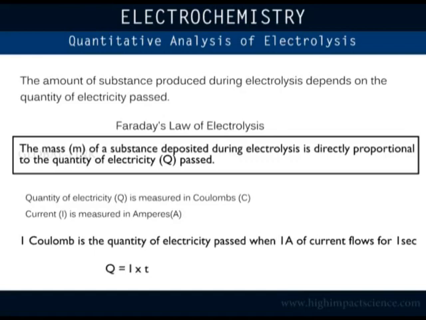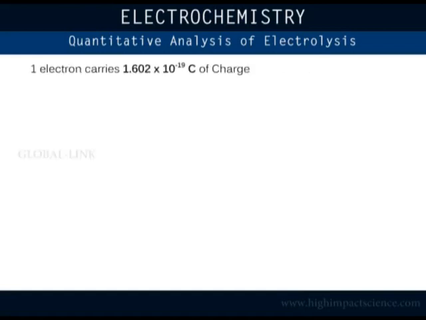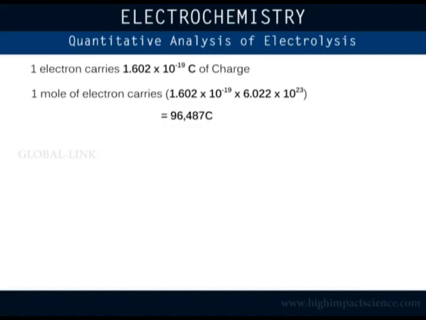It has also been shown that 1 single electron carries an amount of charge equal to 1.602 times 10 to power negative 19 coulombs. So we can calculate the quantity of charge carried by 1 mole of electrons. We use the Avogadro's number, that is the number of particles in 1 mole of a substance. And so 1 mole of electrons carries 1.602 times 10 to power negative 19 times 6.022 times 10 to power 23. That is equal to 96,487 coulombs. This is called Faraday's constant, F.